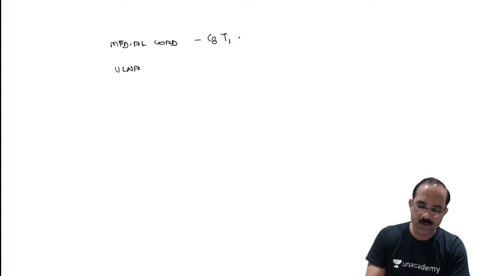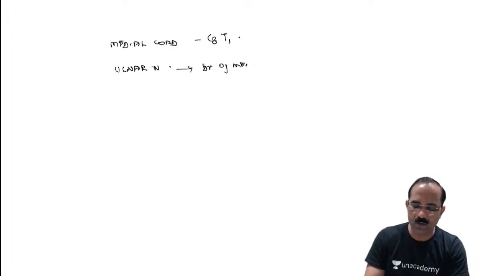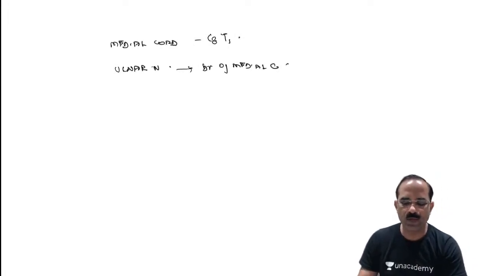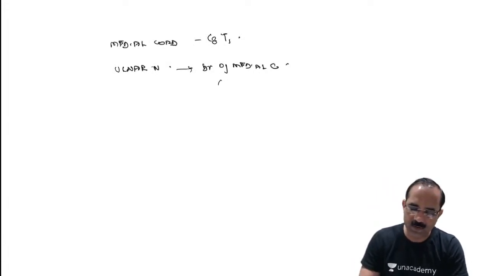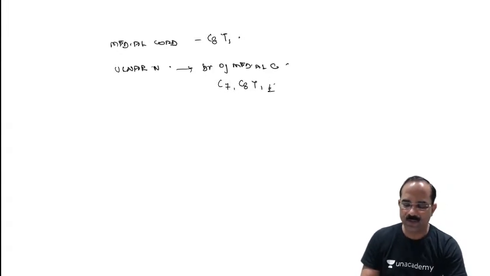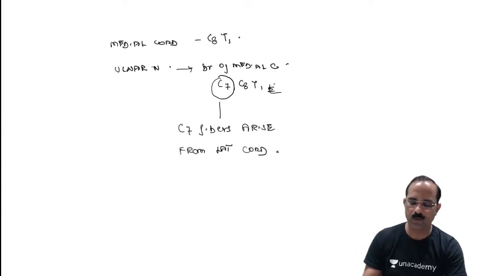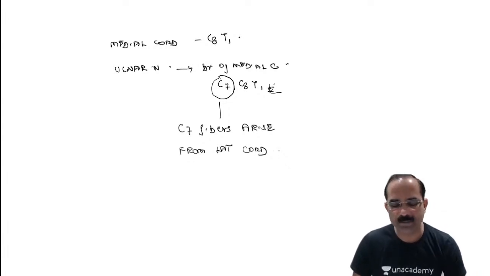And the ulnar nerve is a branch of what? It is a branch of the medial cord. So the root value of the ulnar nerve should have been what? C8 and T1. The root value of the ulnar nerve should have been C8 and T1, but the root value of the ulnar nerve is C7, C8 and T1. These C7 fibers arise from the lateral cord.